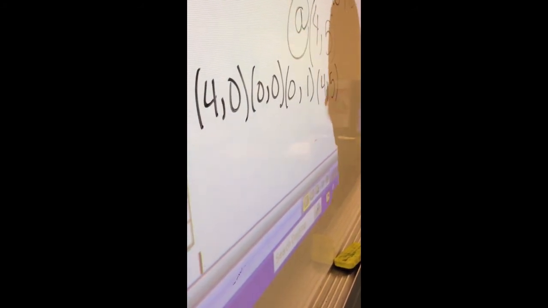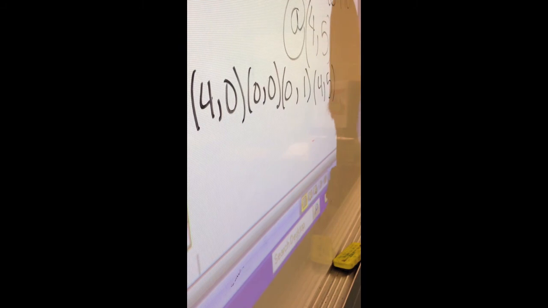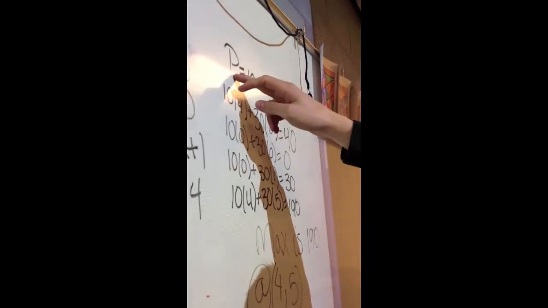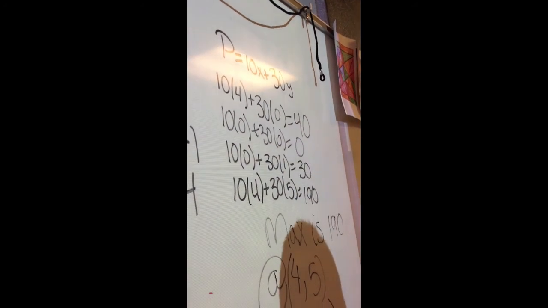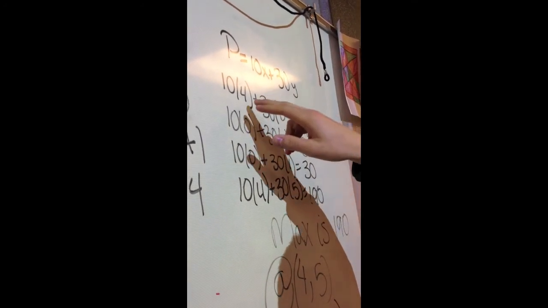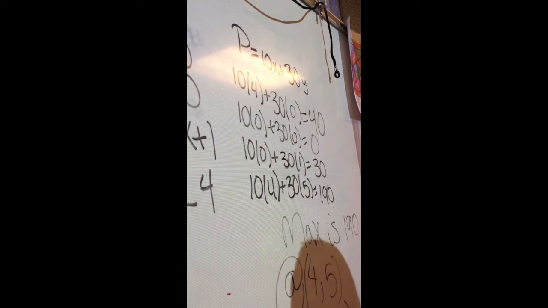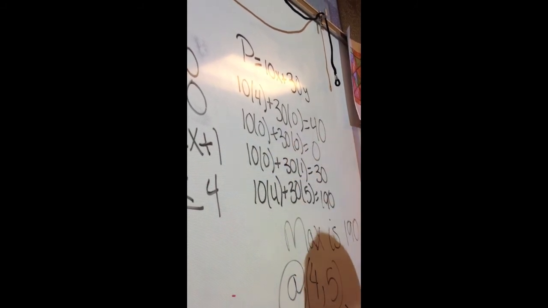And then it's asking for what the max is. To find the max, you have to plug the 4 points into this equation, p equals 10x plus 30y. So what you want to do is plug in what you got for your x and what you got for your y.